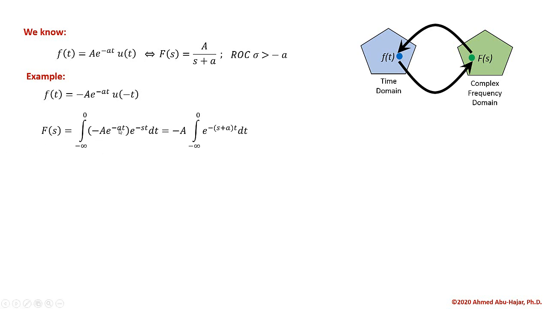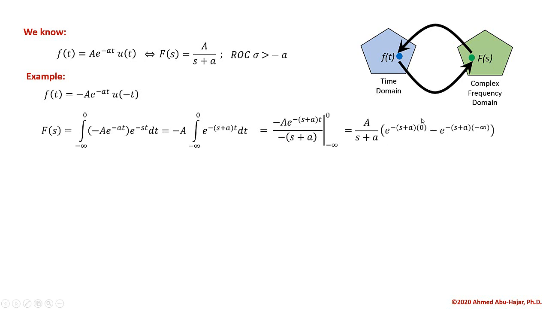Those two functions are exponential, so I'm going to add the exponents. That's what I have here. So I'm going to get the antiderivative of that, which is minus a over minus (s plus a) times e to the minus (s plus a)t, and then I integrate from -infinity to 0. Clearly the minus on the top will cancel the minus at the bottom, and that's going to be positive. And then I evaluate at 0 minus the evaluation at -infinity.